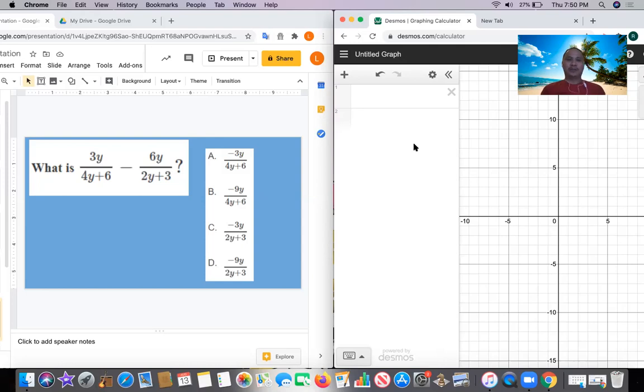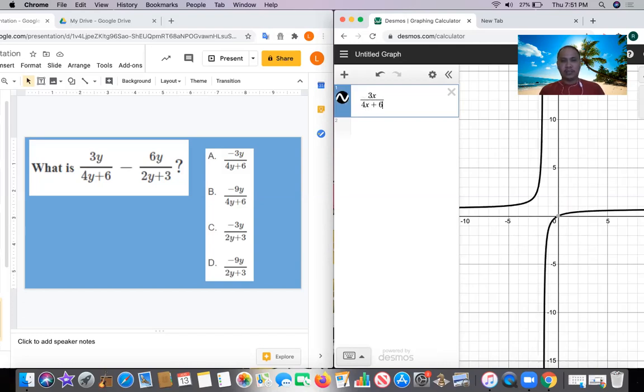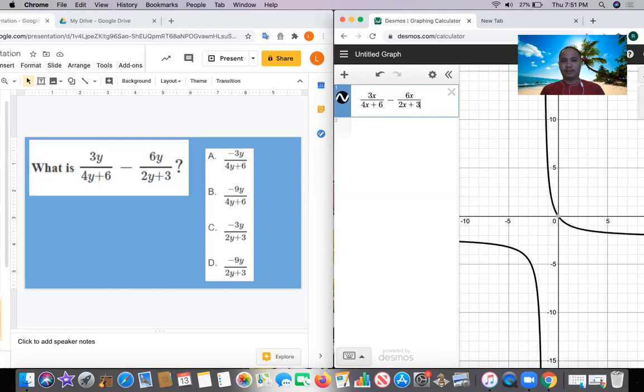Okay, so we'll try. Now, take note, class, if things like this, your y, the Desmos cannot read your y. Possibly you can write it x. So I advise you, but maybe you can discover. I do not know. You try to also explore Desmos. So you have, instead of y, that is 3x over 4x plus 6 minus 6x over 2x plus 3.